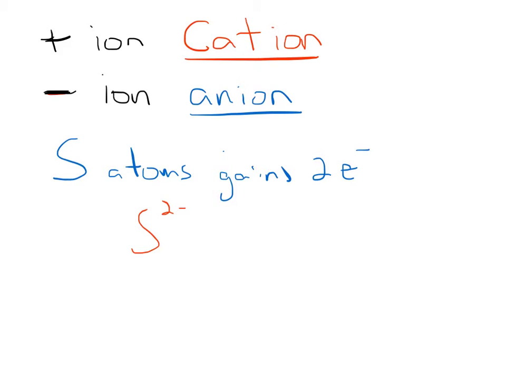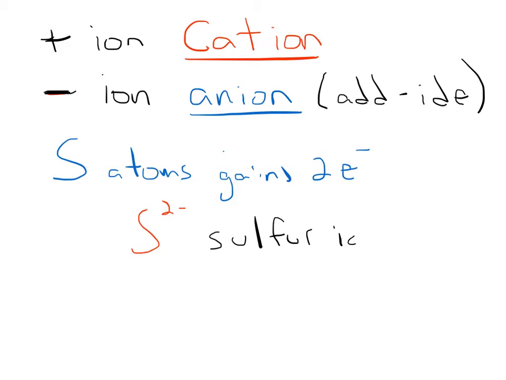Now, another thing about the ions. Negative ions undergo a name change. You add -ide. So what that means is this wouldn't be called a sulfur ion. That's not correct. You would actually call this a sulfide ion.